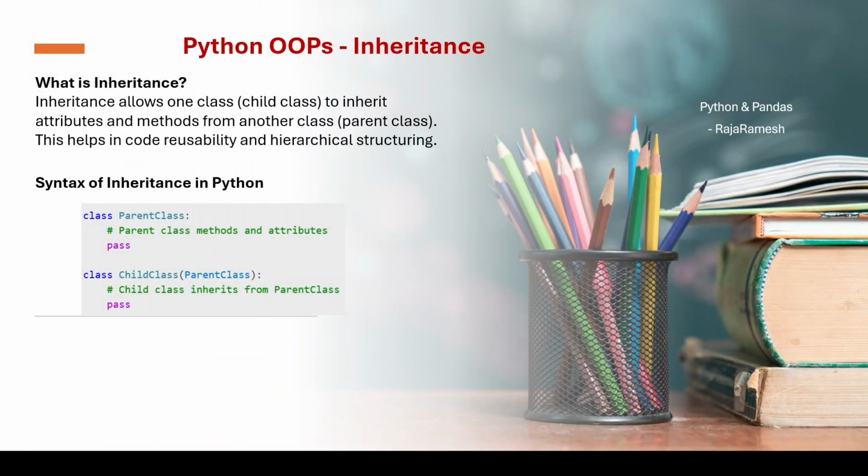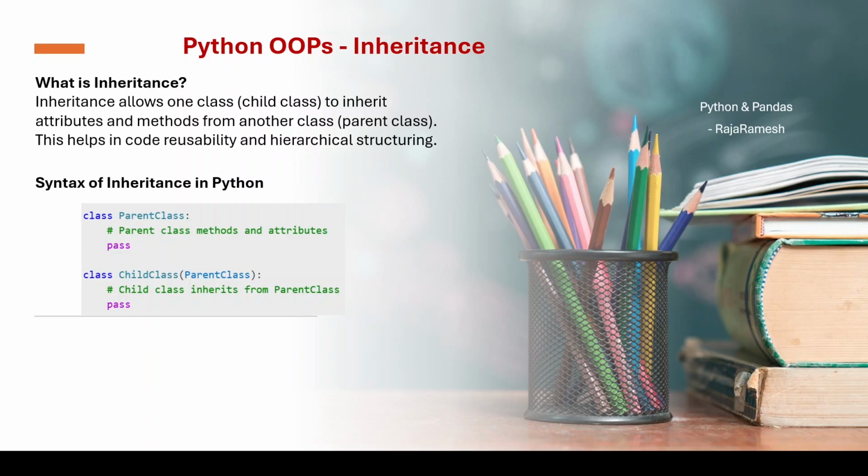In this video, we will explore one of the most powerful features of object-oriented programming, inheritance. By the end of this video, we will learn everything about inheritance from basic to advanced concepts. So let us start. To define inheritance, inheritance allows one class to inherit attributes and methods from another class.